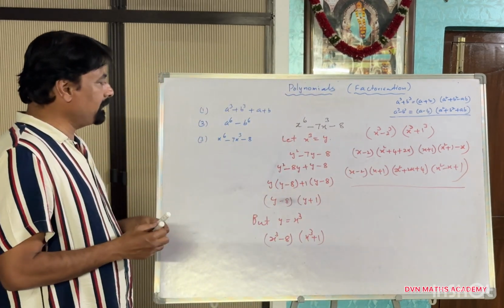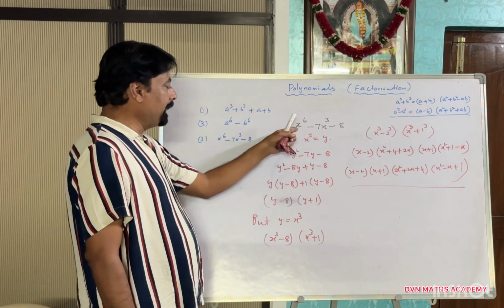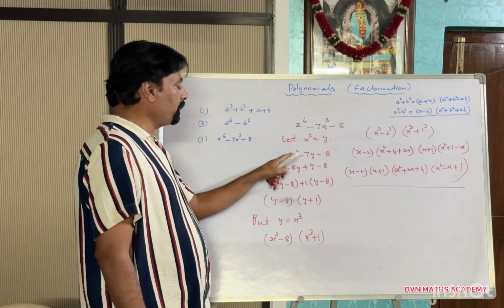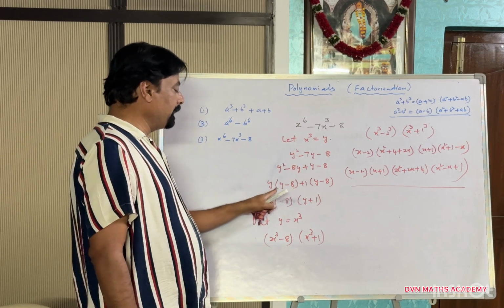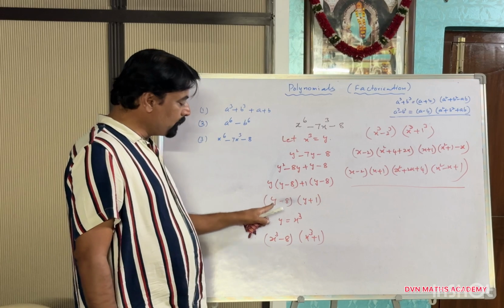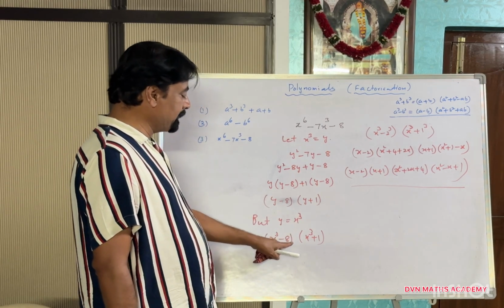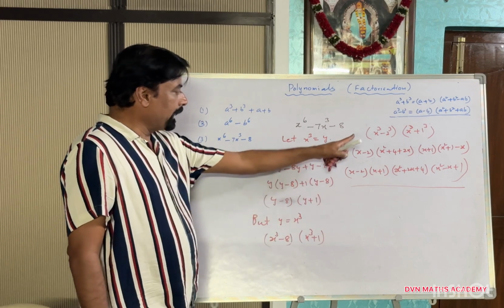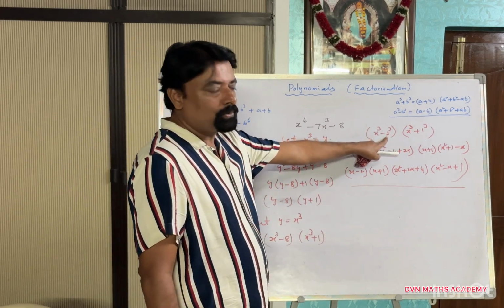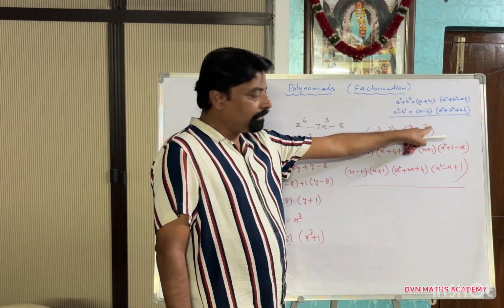So this is very interesting. First you reduce it by taking x cube equal to y. Then it will become a quadratic polynomial. Afterwards you split the middle term and you will get the two factors, that is y minus 8 and y plus 1. Now you substitute the value of y as x cube. Then it will become x cube minus 8 and x cube plus 1. x cube minus 8 you can write as 2 to the power of 3. x cube plus 1 you can write as 1 cube.